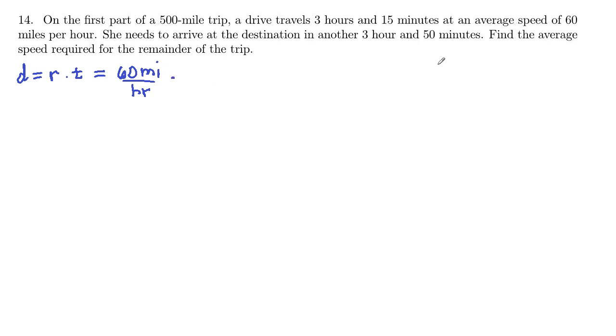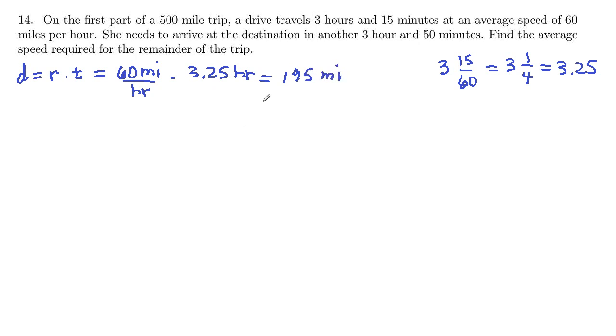So times 3 hours and 15 minutes, that would be 3 and 15/60ths of an hour. 15 minutes out of 60, which is actually 3 1/4 or 3.25. So times 3.25 hours. And if you multiply that in the calculator, you will get 195. So 195 miles in that first part of the trip.